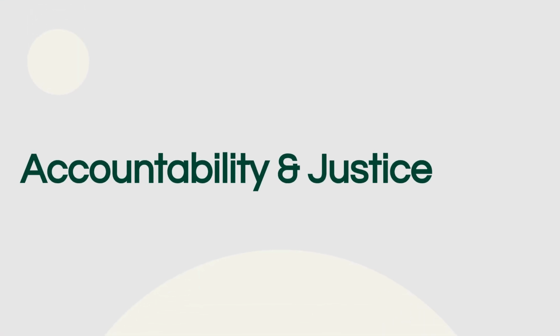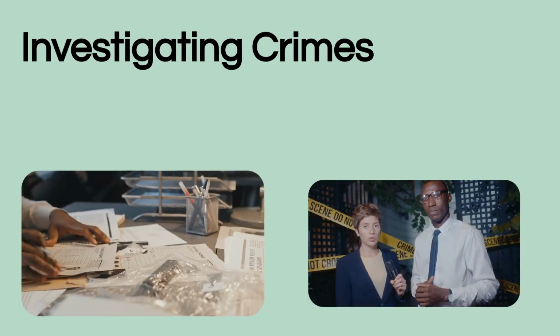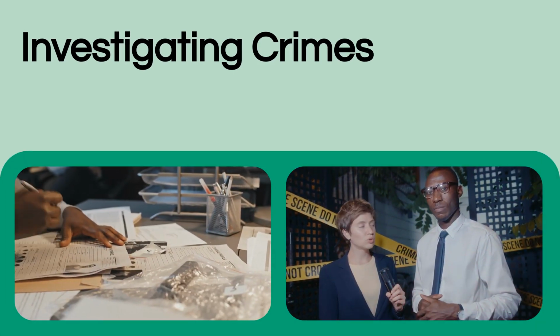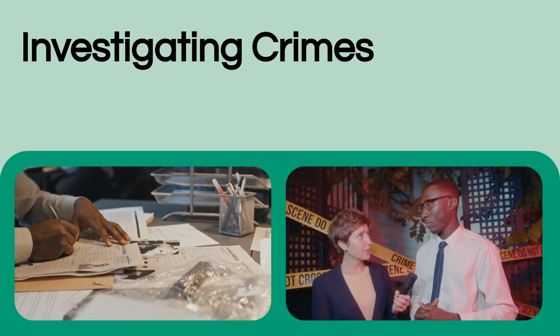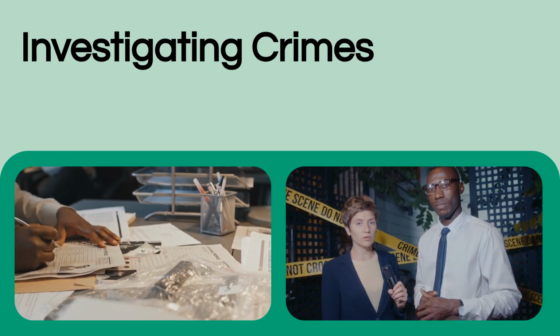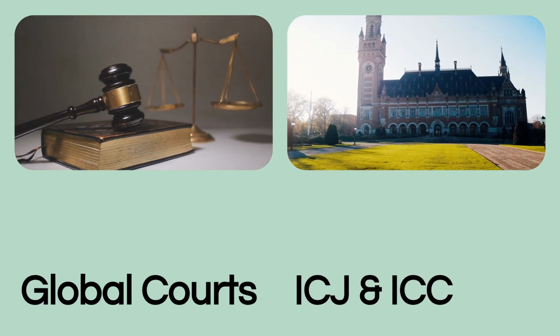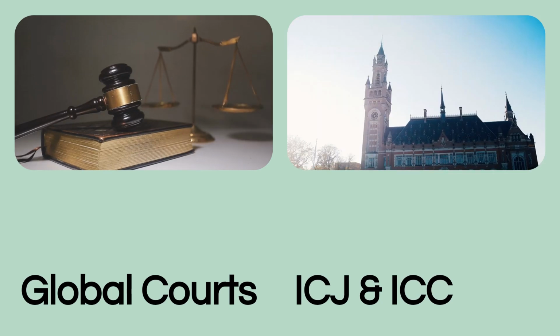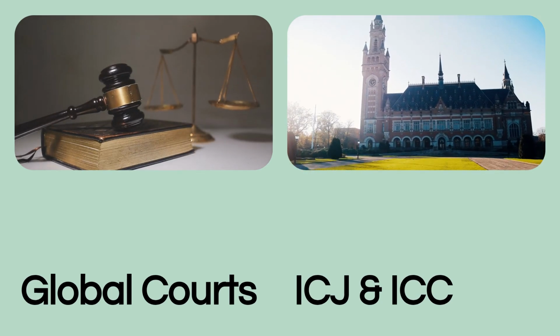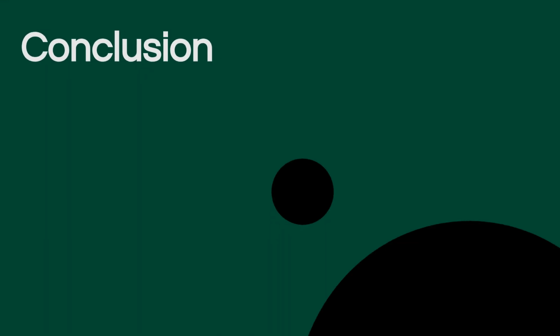International law also demands accountability, ensuring that those who commit the most serious crimes do not escape justice. Mechanisms exist to investigate and prosecute individuals responsible for war crimes, crimes against humanity, and the crime of aggression. The International Court of Justice resolves legal disputes between states, while the International Criminal Court prosecutes individuals for heinous international crimes. In conclusion, international law and the UN provide a crucial safety net for global society.